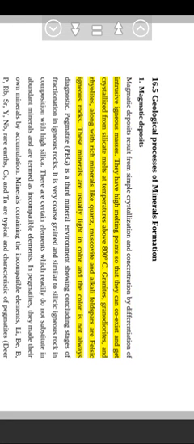Environmental sciences. Environmental geology. Mineralogy. Minerals, types. 16.5 Geological processes of mineral formation. 1. Magmatic deposits. Magmatic deposits result from simple crystallization and concentration by differentiation of intrusive igneous masses. They have high melting points so that they can coexist and crystallize from silicate melts at temperatures above 800 °C.